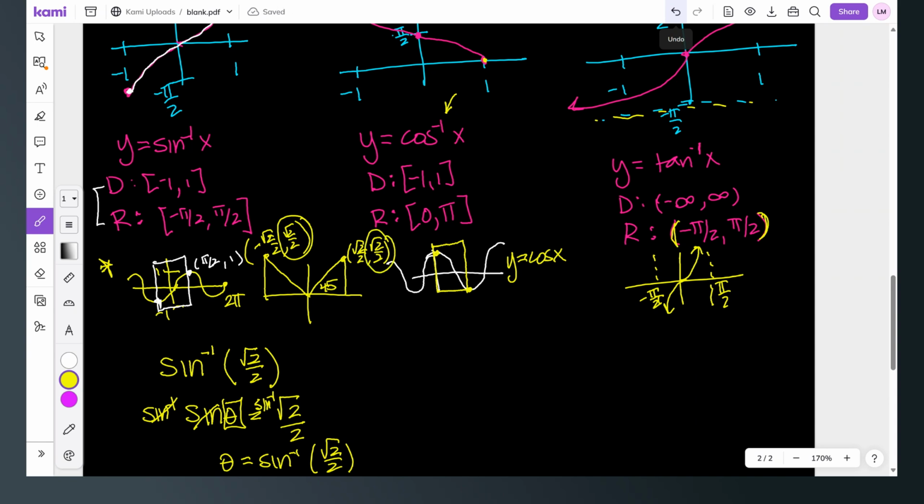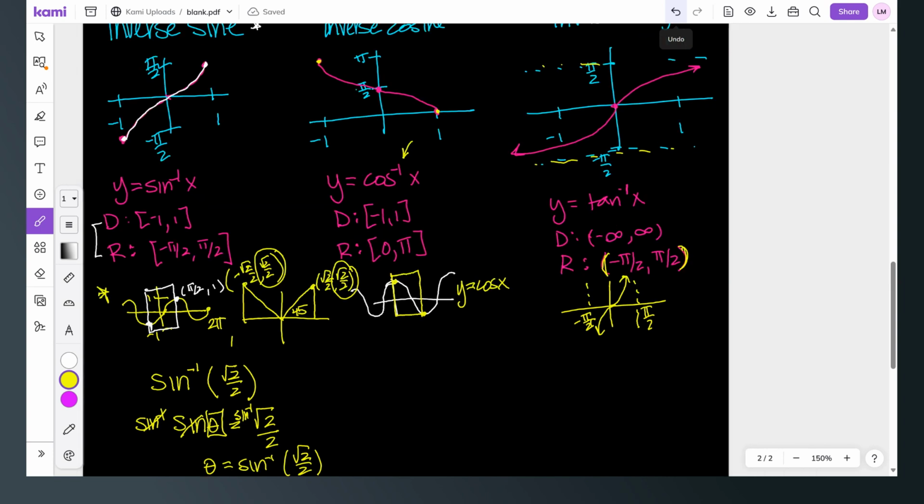However, the domain for sine inverse, the number that I can plug in right here, has to be between negative 1 and 1. That's great, it is. The range, the number that it spits out, has to be between negative pi over 2 and pi over 2. So on my unit circle, it means sine inverse is defined in quadrants 4 and 1. So I don't need quadrant 2 for sine inverse. I'm only going to give pi over 4 as my answer, or 45 degrees.